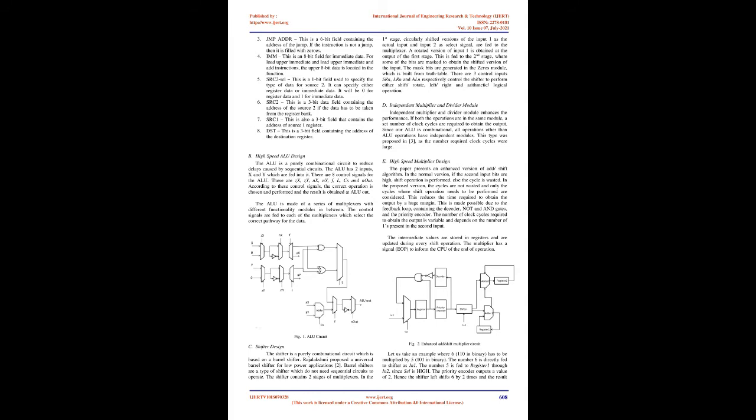These are ZX, ZY, NX, NY, F, and N out. According to these control signals, the correct operation is chosen and performed, and the result is obtained at ALU out. The ALU is made of a series of multiplexers with different functionality modules in between. The control signals are fed to each of the multiplexers, which select the correct pathway for the data. Fig. 1. ALU circuit.